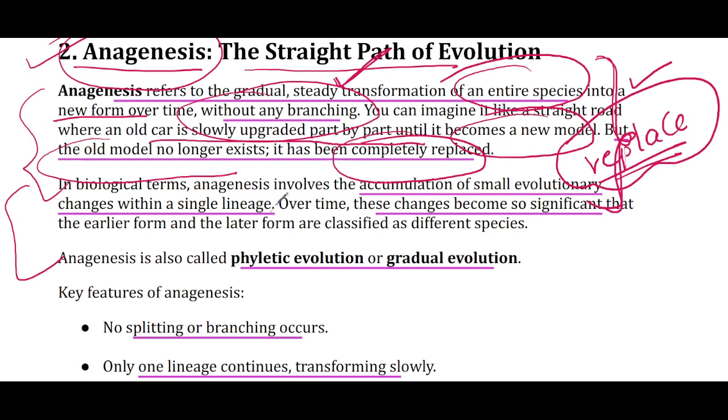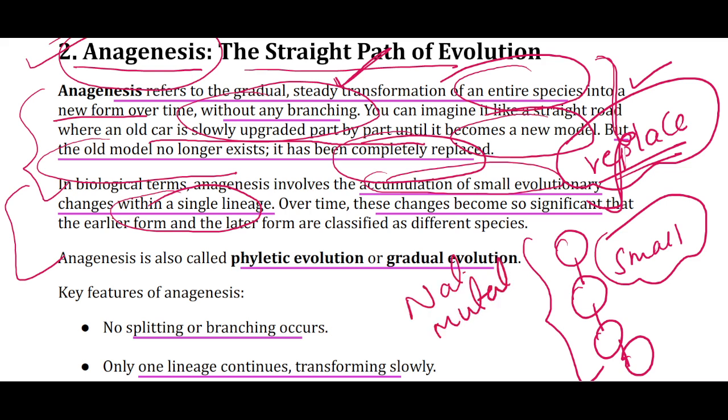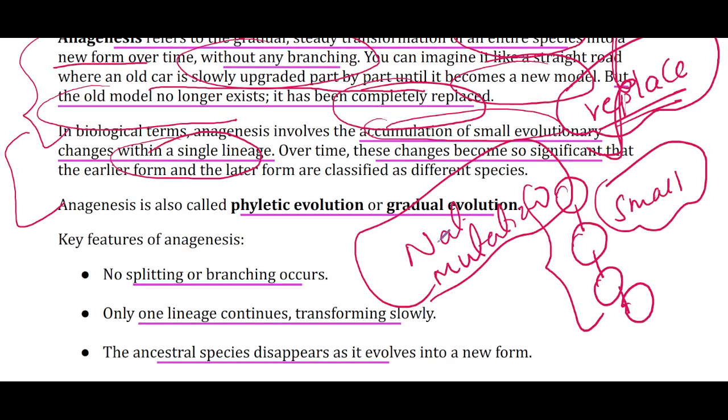In biological terms, anagenesis involves accumulation of small evolutionary changes within a single lineage. So that's how evolution happens, by accumulation of small changes here and there, and gradually with each species, each organism, these small changes keep accumulating, and such changes by way of natural selection and mutation both, this chain of events leads to emergence of a new species.